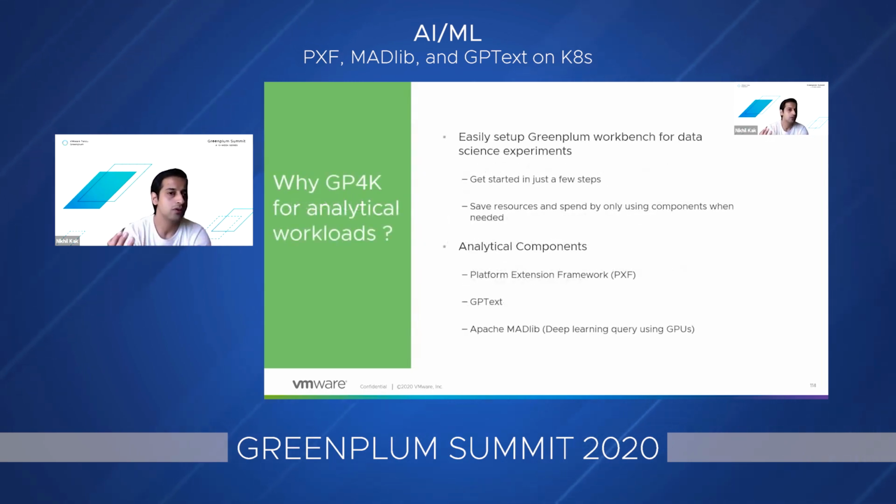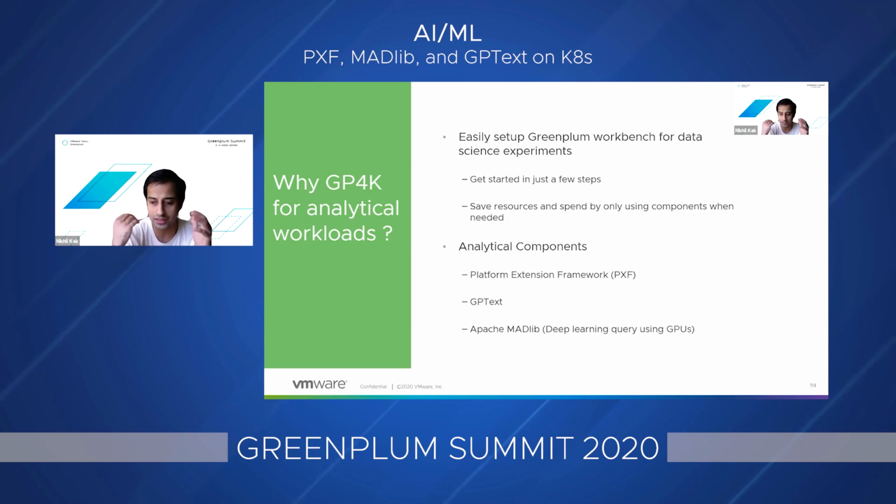So why use GP4K for your analytical workload? The easy answer is because you can so easily set up your Greenplum workbench for your data science experiments, like the ability to use GPUs or use Gptx, and you can get started in just a few steps. As you will see in a future slide, it's as easy as creating a YAML file and applying it, and that's it. You can also save resources and spend by only using components when you need them. There's a plug and play architecture. You can use a component, then remove it, then use it again, so you save a lot of resources and spend.